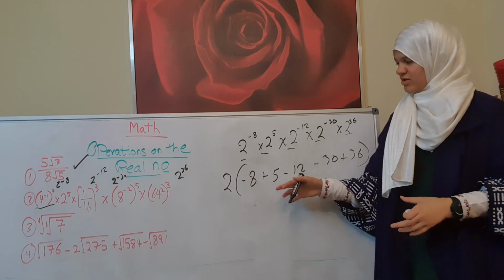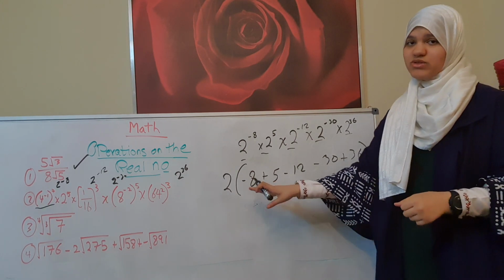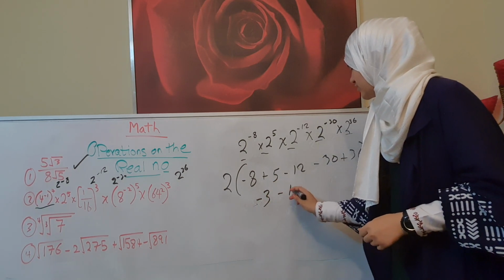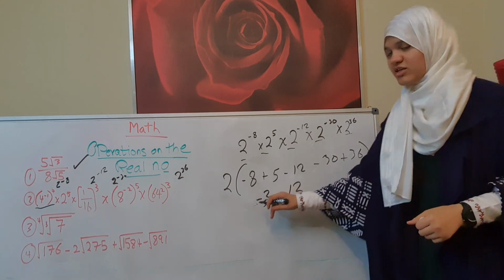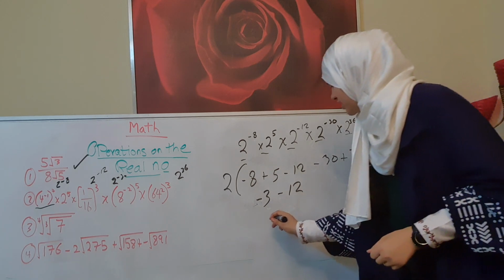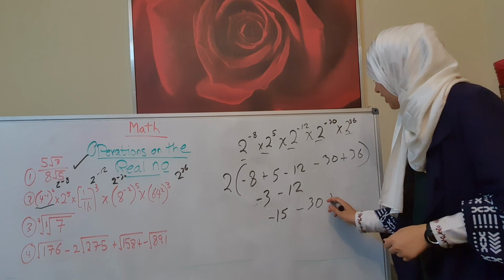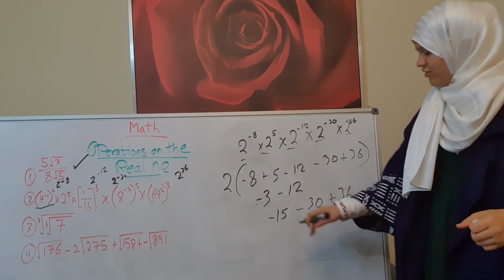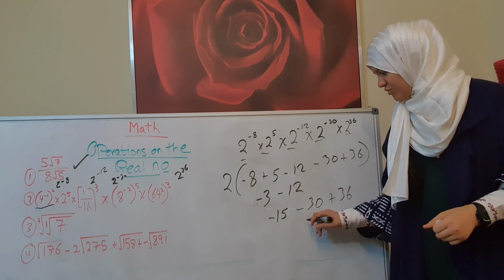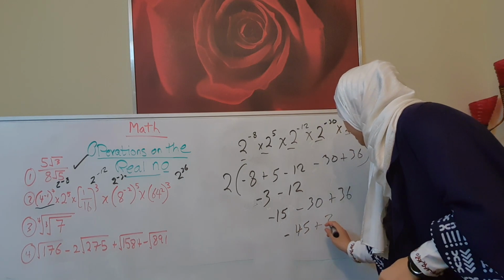Okay? So now, negative 8 plus 5 will be negative 3. And we have here negative 12. That means negative 3 minus 12 will be negative 15. Negative 15, and we have here negative 30 plus 36. Now, 15 plus 30, how much? It will be 45. That means negative 45 plus 36.